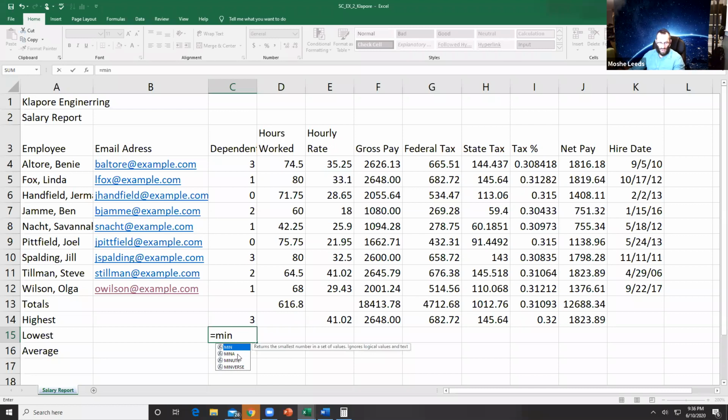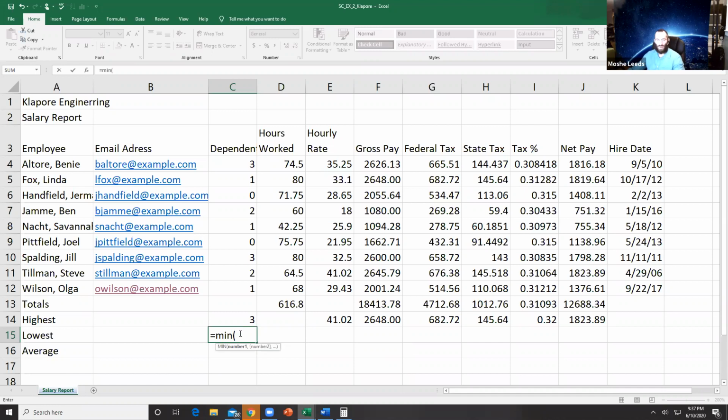You have MINA, and if I continue typing, it tells me MINA returns the smallest value in a set of values, does not ignore logical values in text, and here MIN ignores logical values in text. So there is a difference in these two types of minimal amounts. Now, honestly, I've never used the MINA before, so apparently it doesn't ignore. So go ahead and play around with that. What would that mean as far as impact on your calculation? And then you have MINUTE and MINVERSE, but let's keep it at MIN.